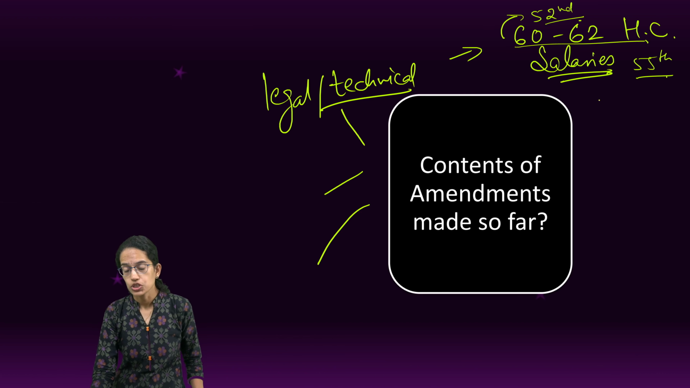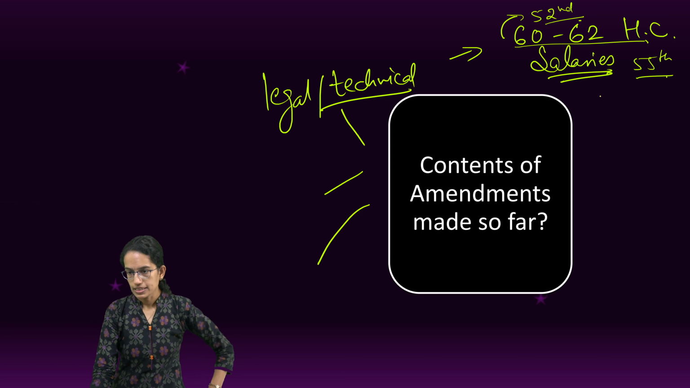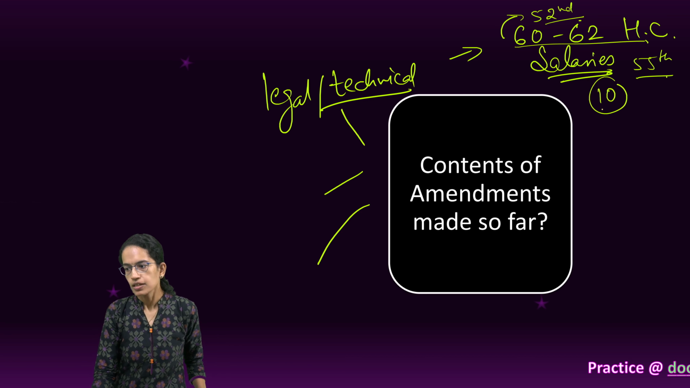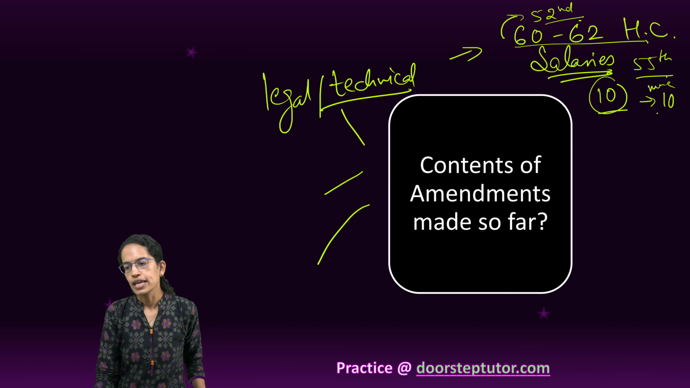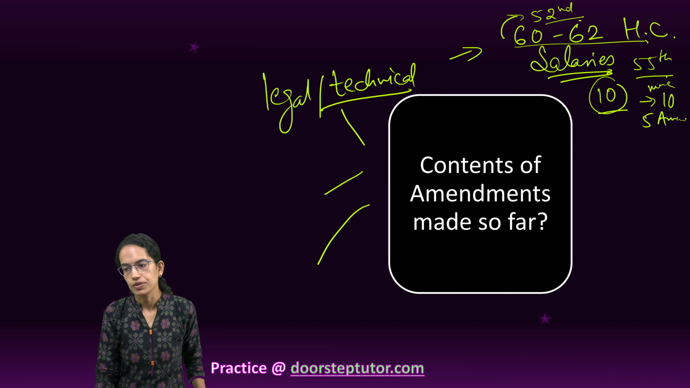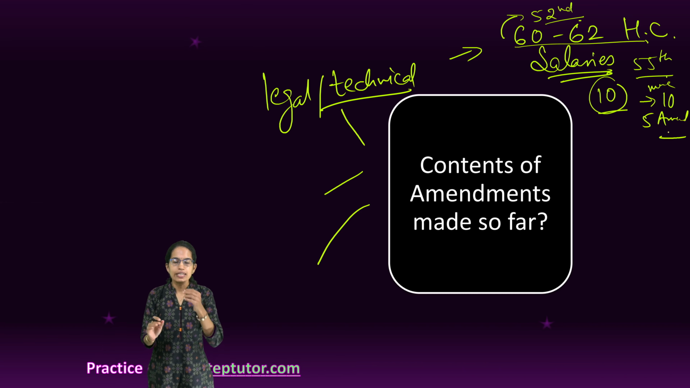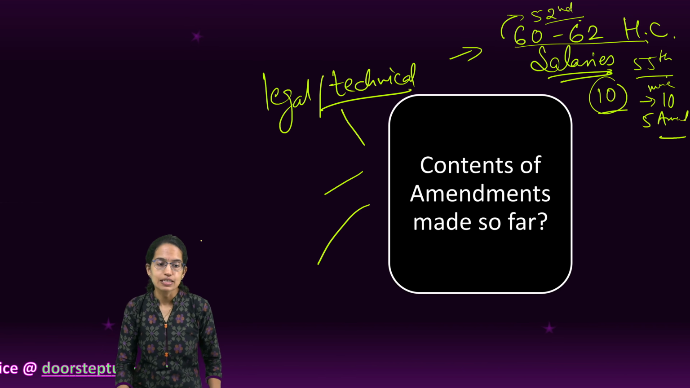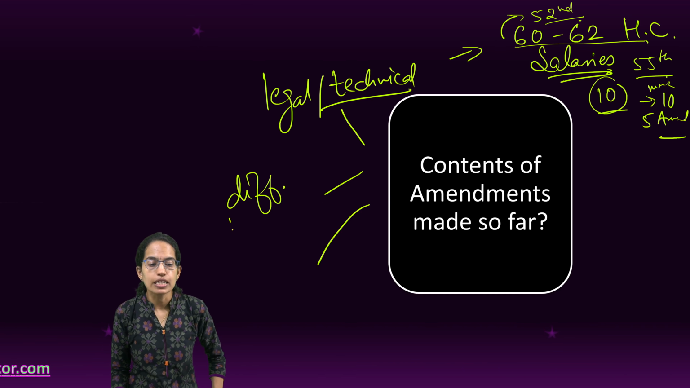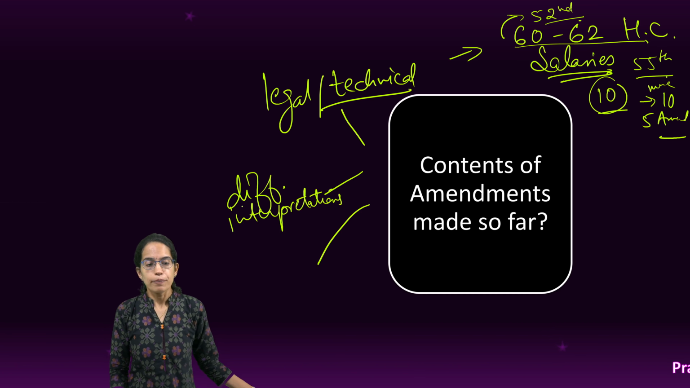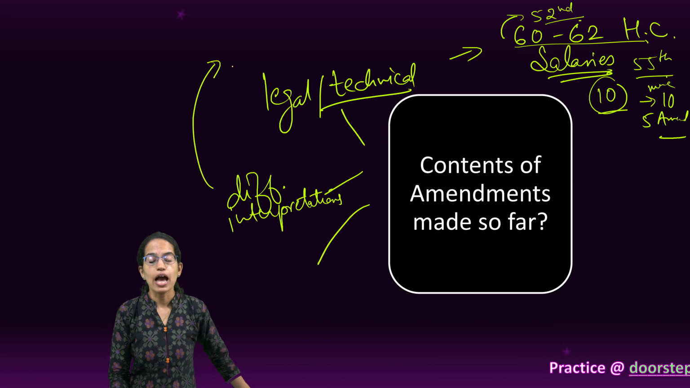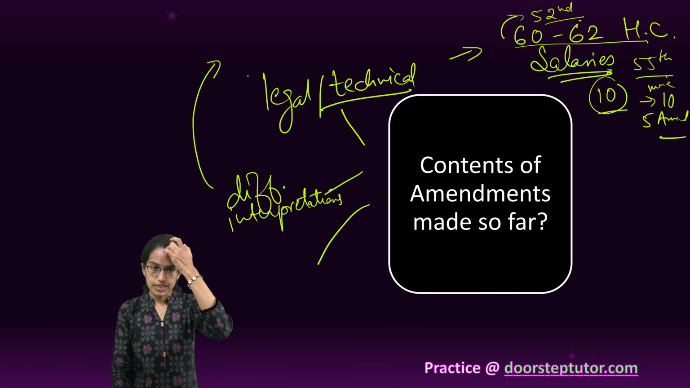Similarly, the reservation for the SC/STs was initially 10 years. However, it was later increased to 10 more years, and that was through a series of 5 different amendments. So, these are legal or technical aspects. The next is based on different interpretations. So, based on different interpretations, what can be taken into account? Based on different interpretations, we have important aspects that are taken into account.